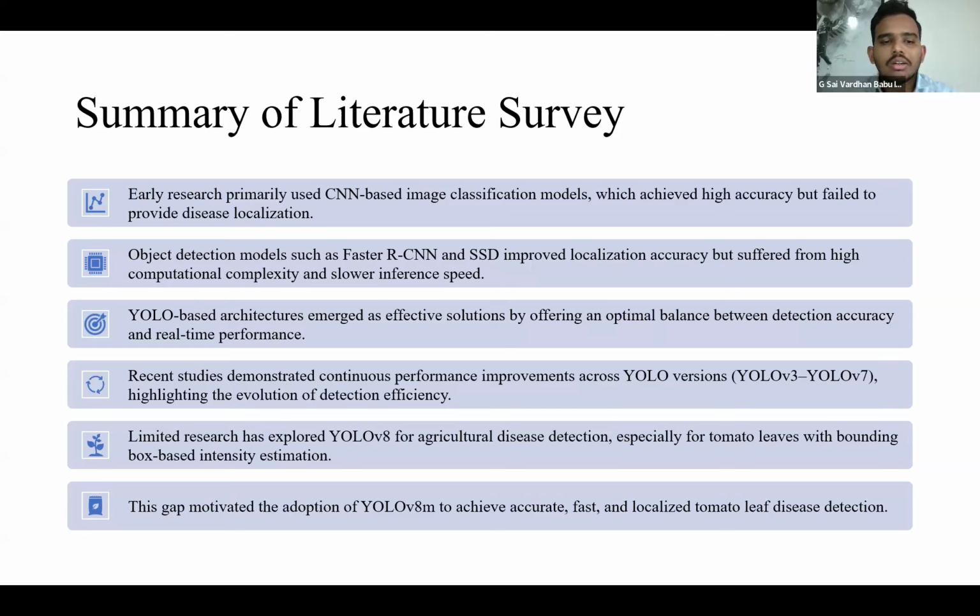After researching different YOLO models, we finally came to the conclusion to go with YOLO version 8, the medium-sized model. This model gave us really good accuracy and precision to accurately classify the leaf into five different categories.